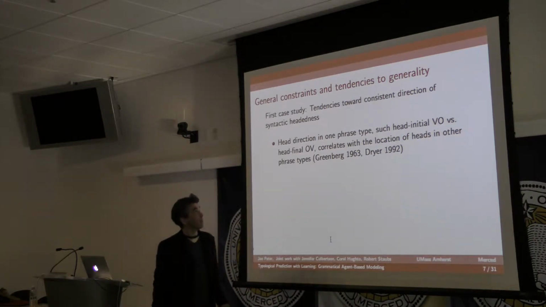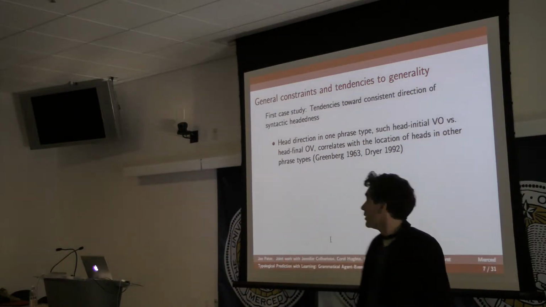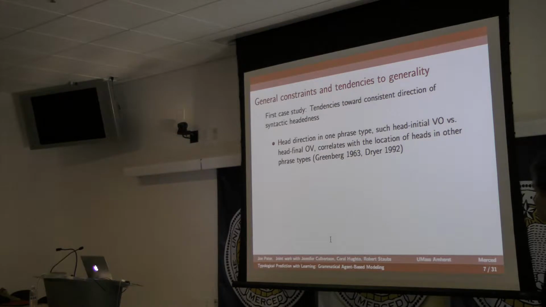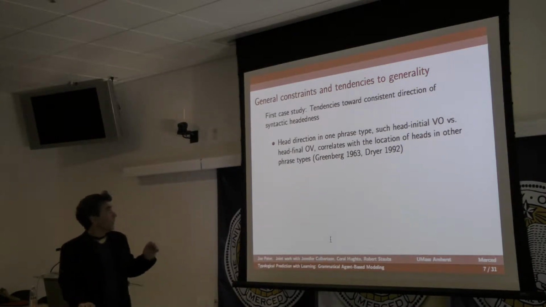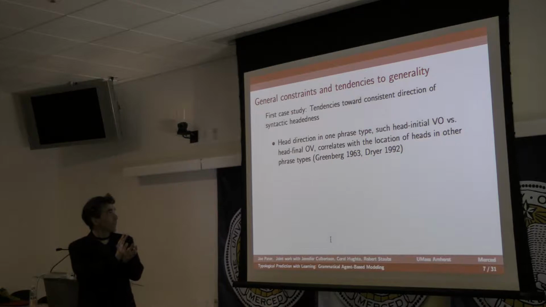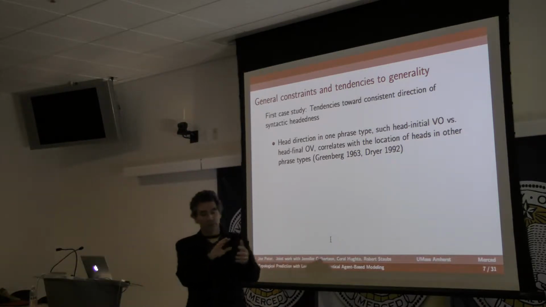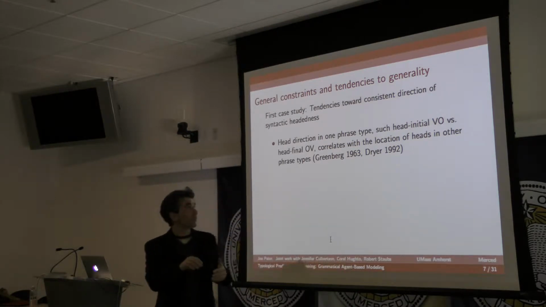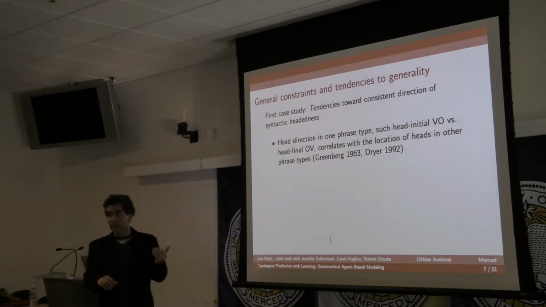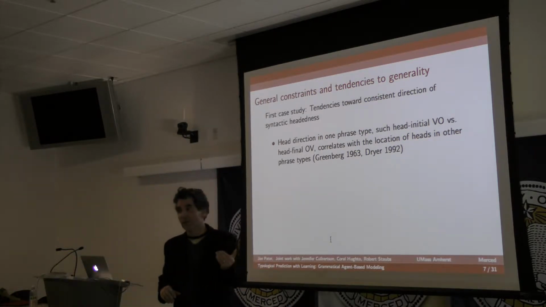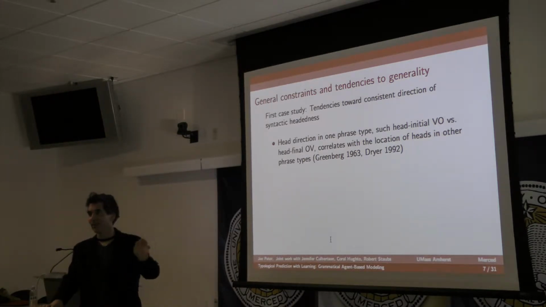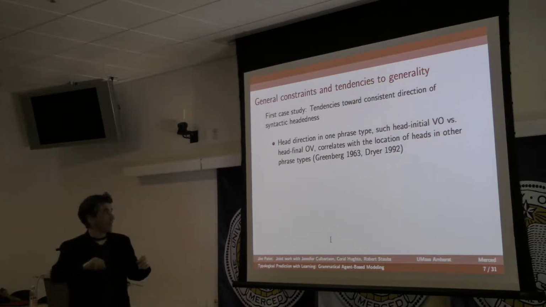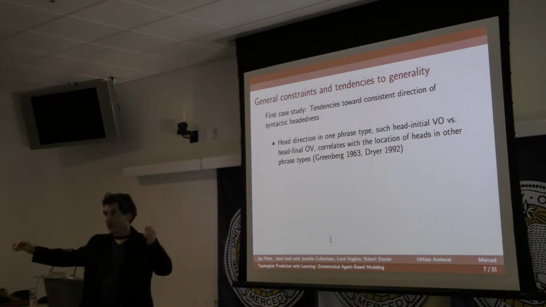So the first case study is going to be about cross-linguistic tendencies towards consistent direction of syntactic headedness. This is something that Greenberg first noted in the 60s, that languages that have a particular head direction in one phrase type, so for example, the position of verbs with respect to objects, if that's head initial, the verb is the head of the verb phrase. If those phrases tend to be head initial, then other phrase types like nominal phrases, where we're looking at the position of the noun relative to a relative clause or to an adjective, you tend to find that languages that are head initial in one respect tend to be head initial in another. So there's a correlation between the position of the head across different phrase types.